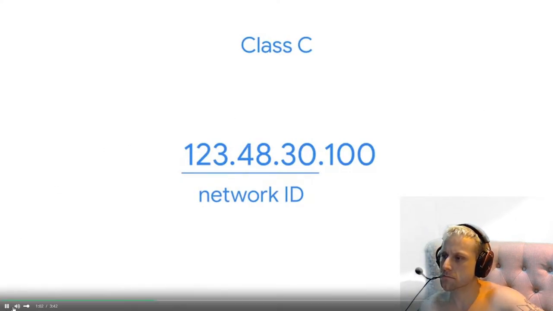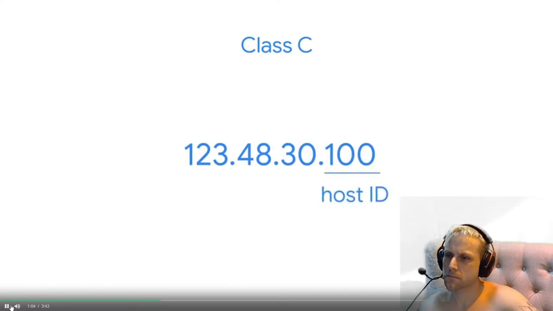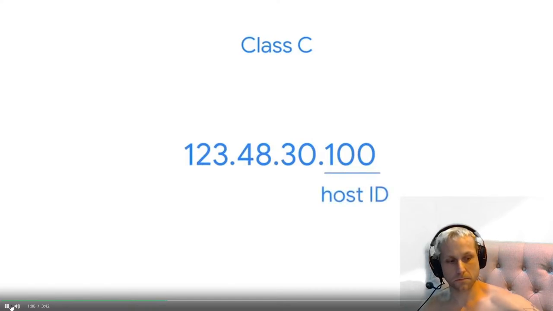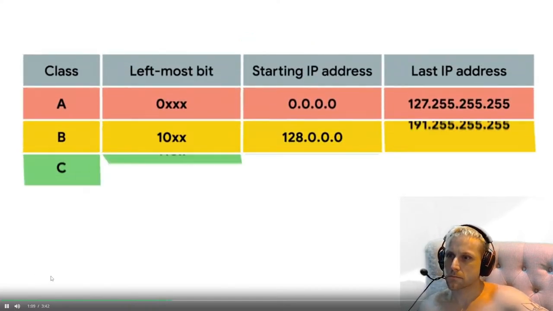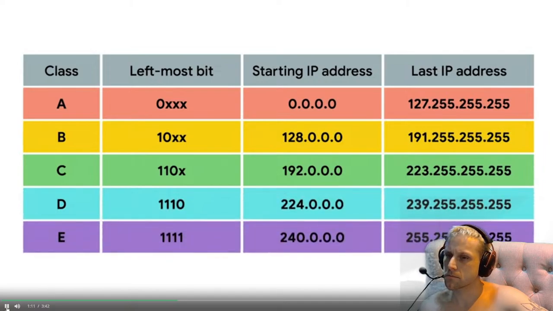Are used for the network ID, and only the final octet is used for the host ID. Each address class represents a network of vastly different size.